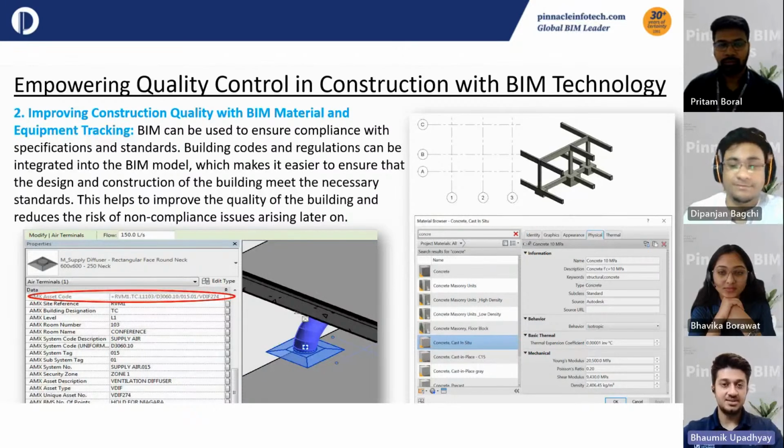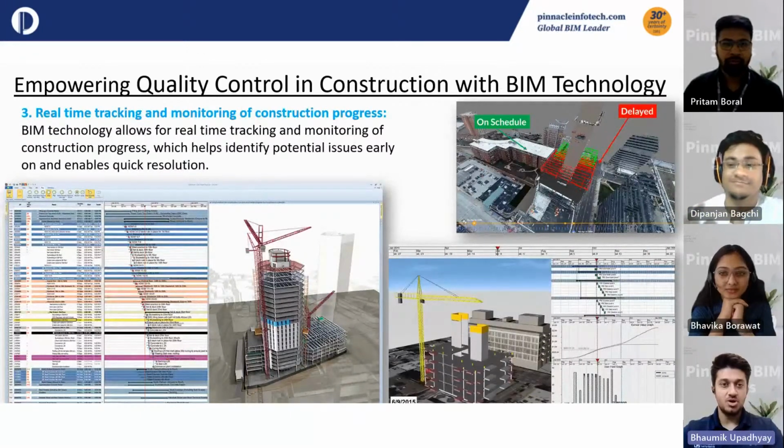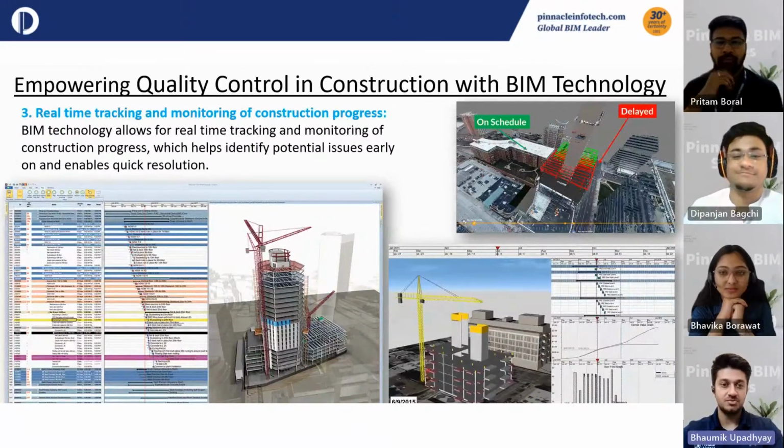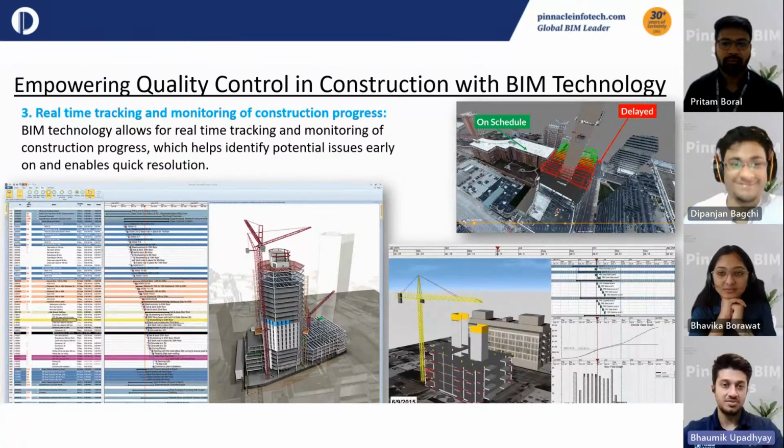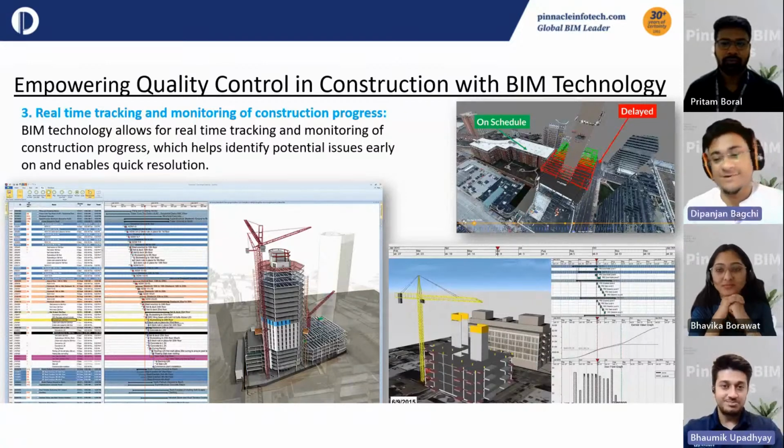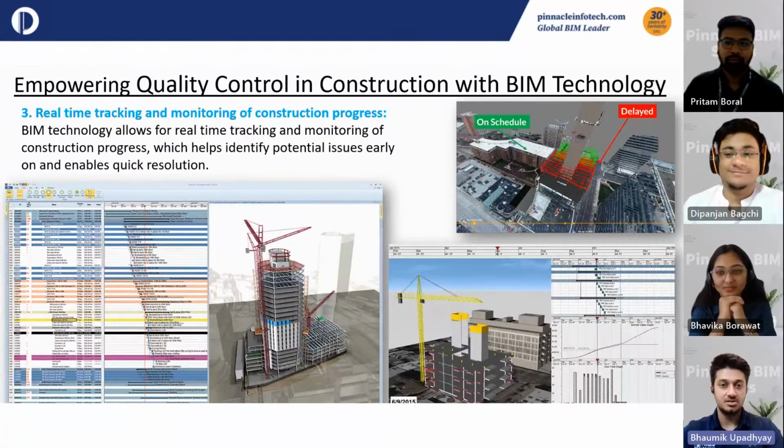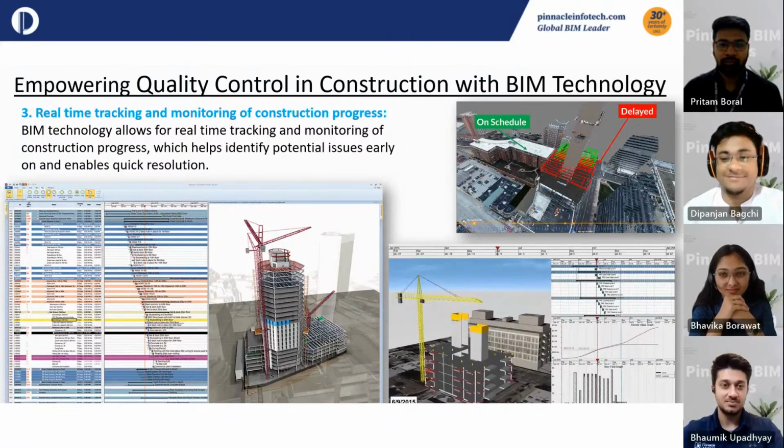True, Dipanjan. I think that was very informative. By seeing these slides, it seems like you want to correlate BIM technology with construction phasing. I would also say this building information technology revolutionizes the construction industry by providing a powerful tool for real-time tracking and monitoring of the construction progress. With BIM, construction professionals can create and manage a comprehensive digital representation of a building project, including its design, construction, and operation. It's just changing every day.